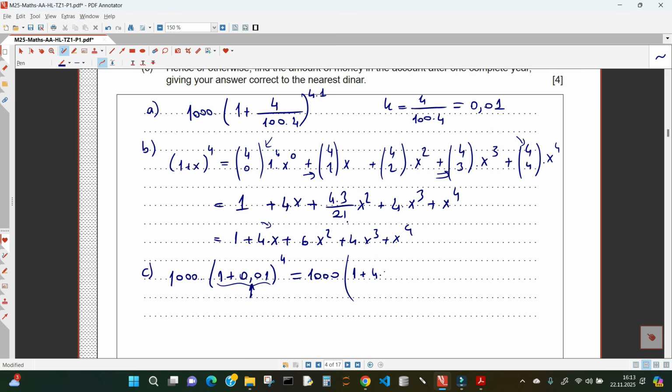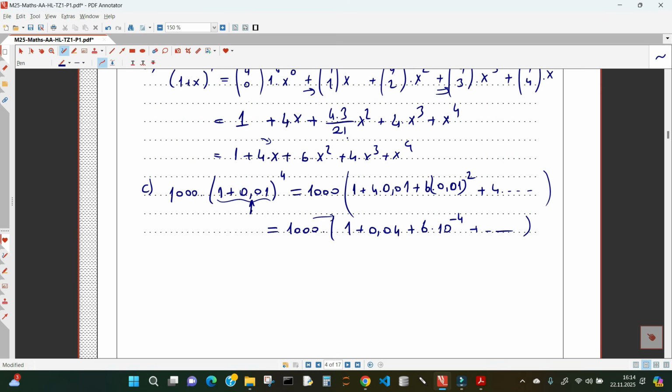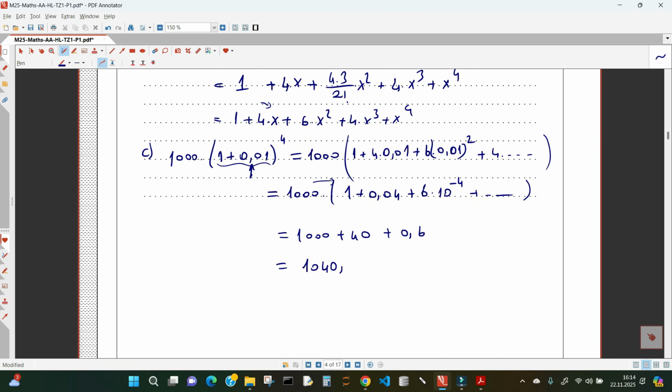So 1 plus 4 times 0.01 plus 6 times 0.01 squared plus 4 times, the remaining terms you don't need to write because they are already close to 0. And then you can write from here 1000 in parentheses 1 plus 0.04 plus 6 times 10 to the power of minus 4. Yeah. And when you multiply it by 1000, it's going to be 1000 plus 40 plus 0.6, which is 1040.6. It is approximately 1041 dinar. Yeah.